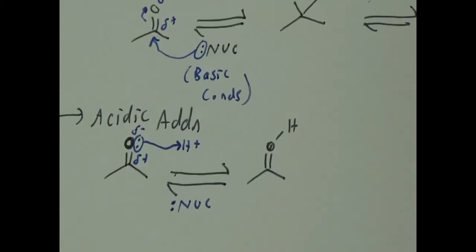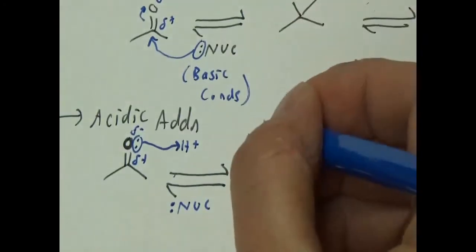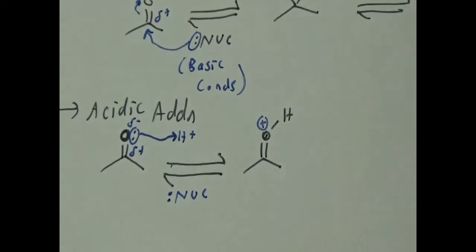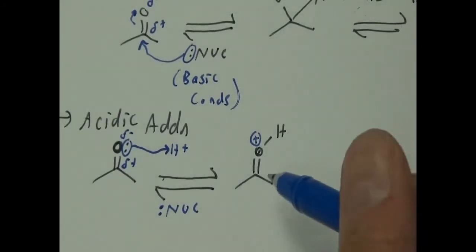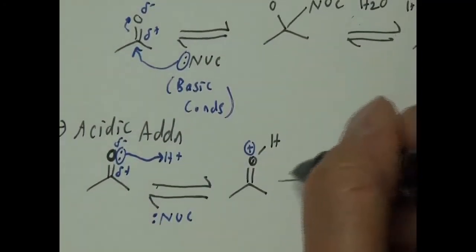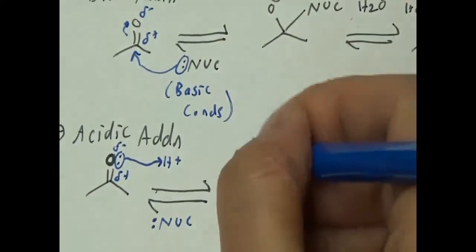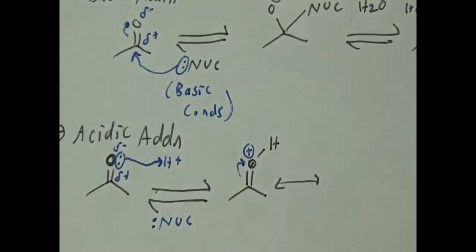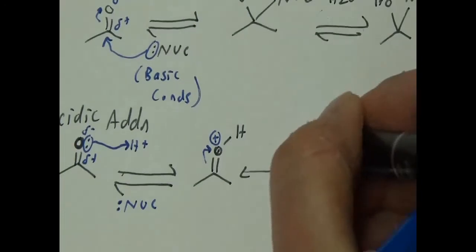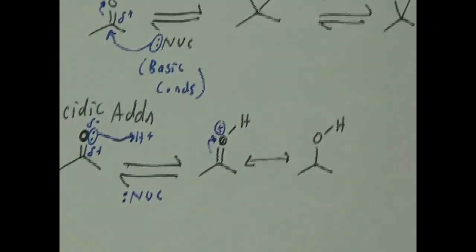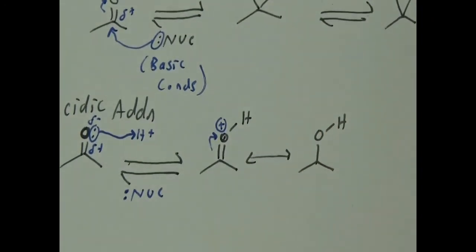A protonated ketone or aldehyde, right? Does that have any resonance? Is this a happy non-resonant structure, or does it have some resonance? And the answer is that it totally has resonance. I can push the electrons up onto the oxygen, and now what is it? C double bond O, C single bond O, and then OH.